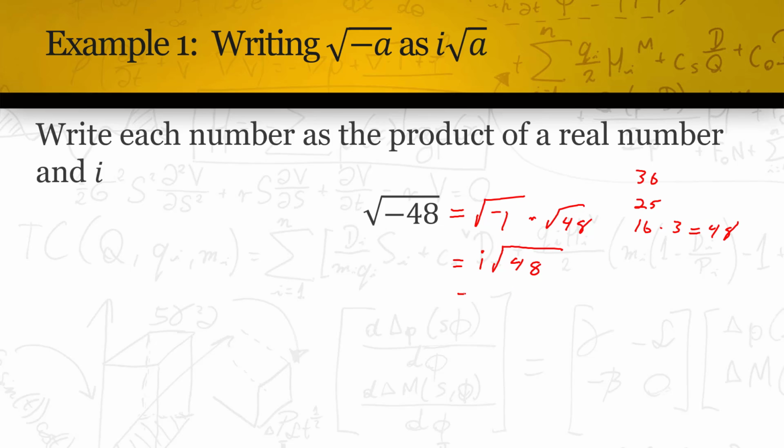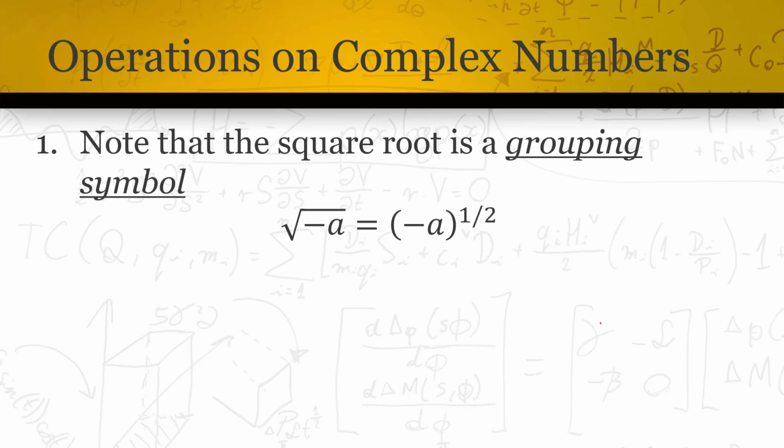So we can write this as i times the square root of 16 times 3, which would be equal to i times the square root of 16 times the square root of 3, and then this will be i times 4 times the square root of 3. And there we go. We're done.